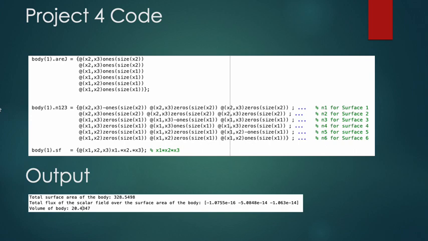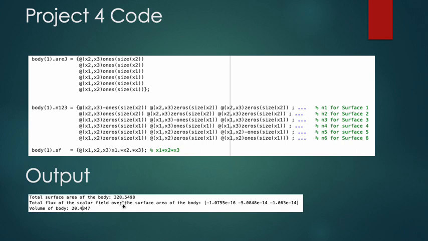But here, N1, 2, 3 are the normal vectors to each surface for that bottom flange, because this is body number 1, which is the bottom flange. So each of these is the normal vector for one surface on that bottom flange. And then the scalar field right here is just x1 times x2 times x3, which was the same for project 2 or project 3.